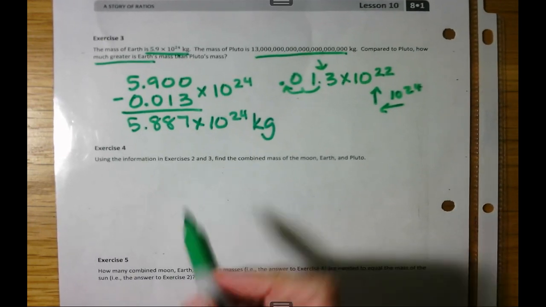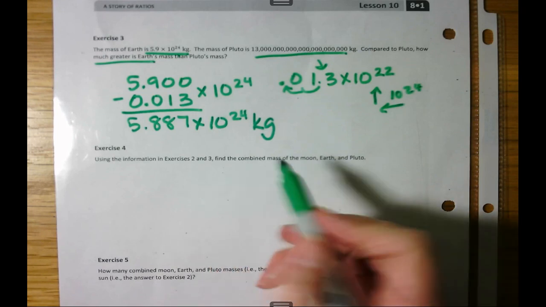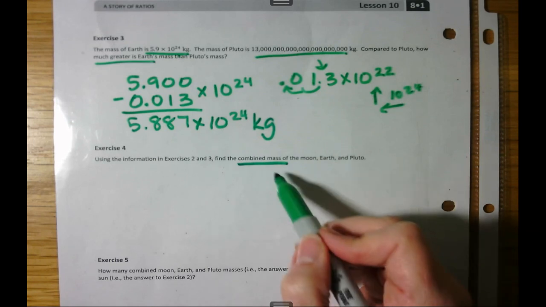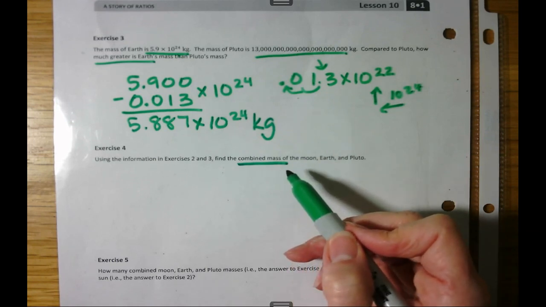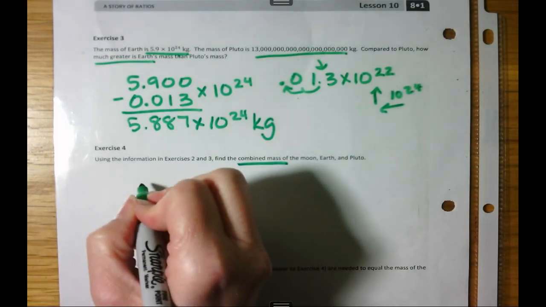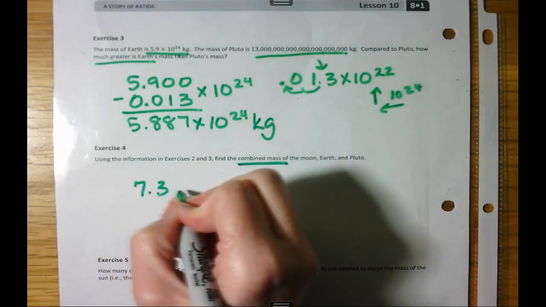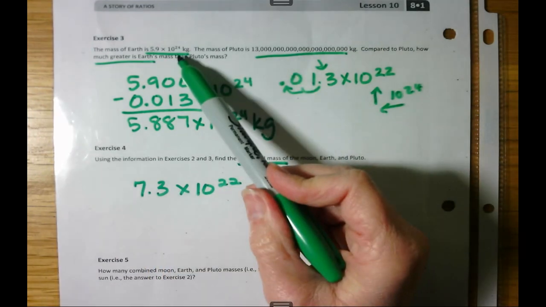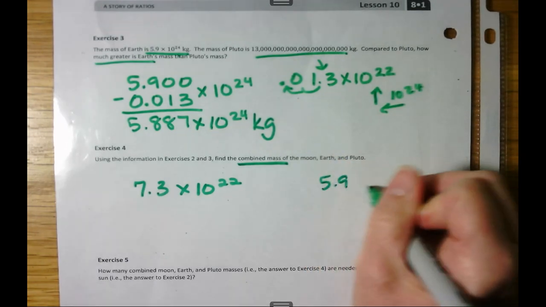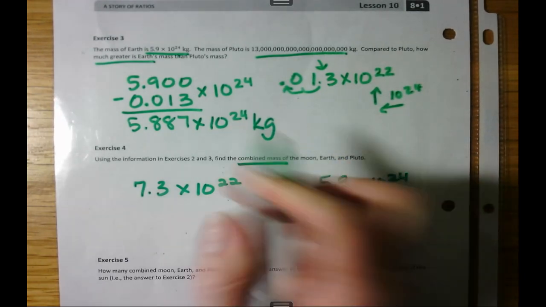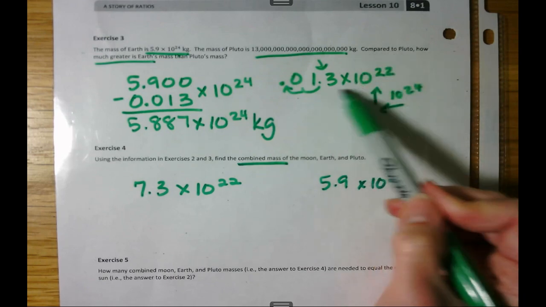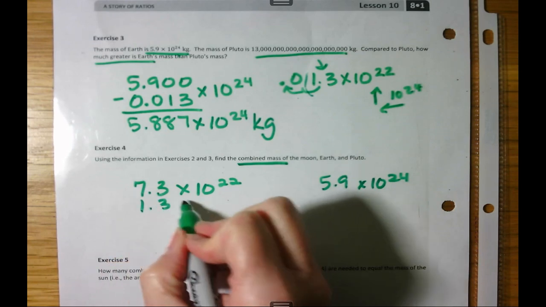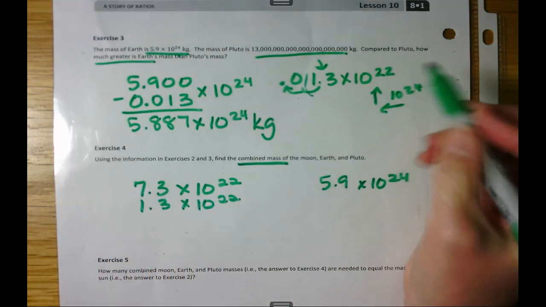Exercise 4. Using the information in exercises 2 and 3, find the combined mass of the Moon, Earth, and Pluto. That tells me that I'm going to add these 3 together. The mass of the Moon is 7.3 times 10 to the 22. The mass of Earth was 5.9 times 10 to the 24 in the word problem. And when I started here, my original scientific notation was 1.3 times 10 to the 22 for Pluto.